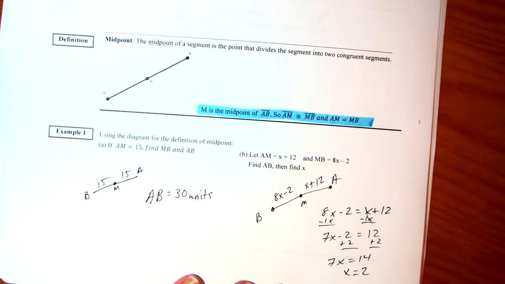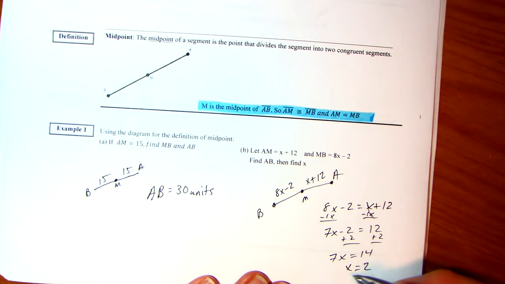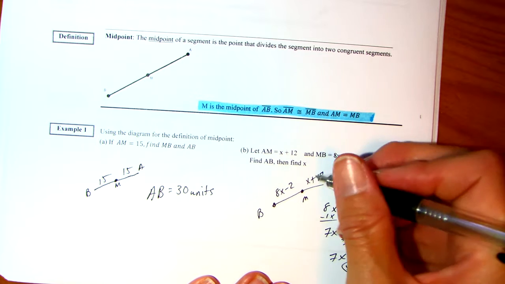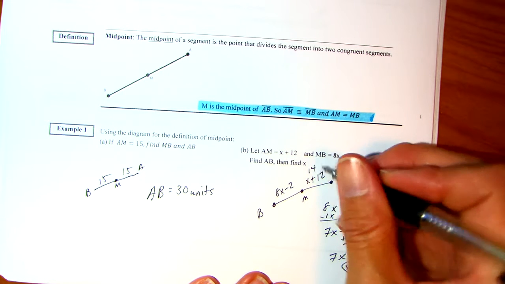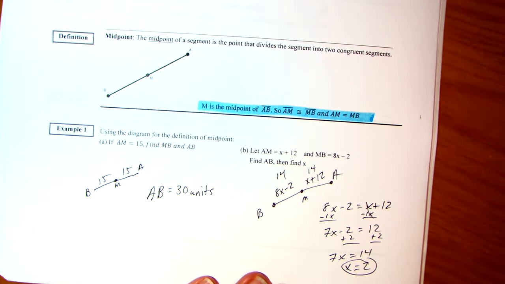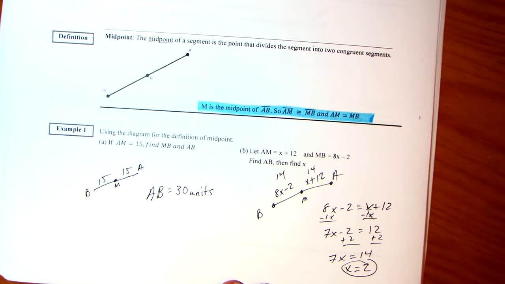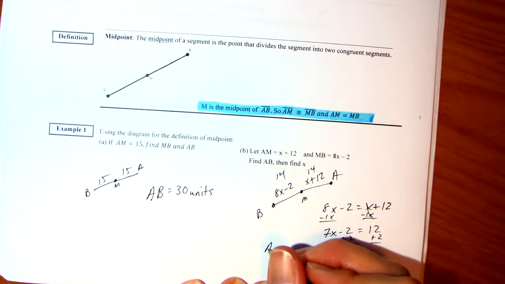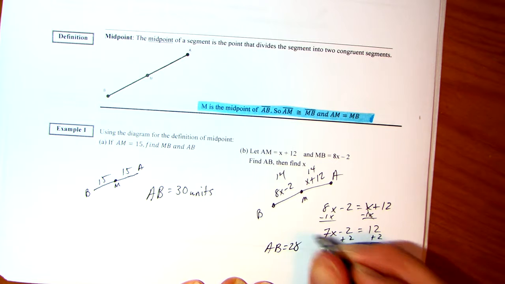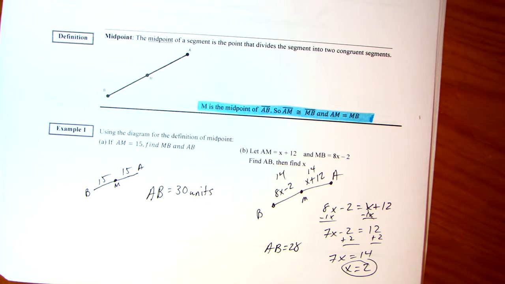But now we need to find the whole length of AB. Well, if I substitute 2 in right here, this is going to be 14. This will be 14. 14 plus 14 equals 28. All right, next page.